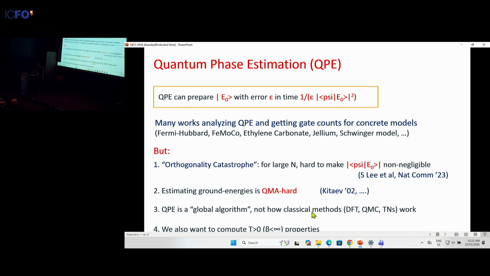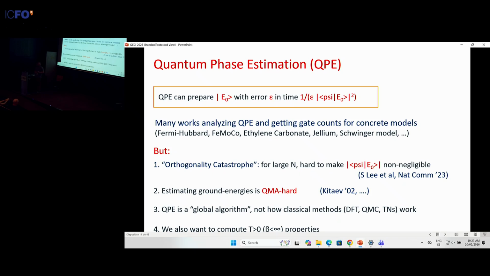Second, this quantum phase estimation is what we call a global algorithm. You prepare a state that has a good global overlap with your target state. Then you just measure the energy of that one and post-select on getting the right energy, using phase estimation, which is also a kind of global algorithm, where you may control evolutions of the whole Hamiltonian for some time. So this is not how classical methods work.